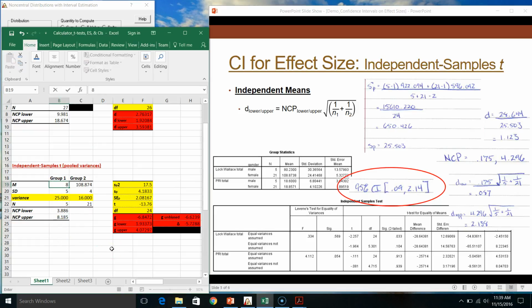Again, if we go 80.23 and then 108.874, we'll call it. Okay, standard deviation for my men, 30.366. For the women, 24.415. And so you've got the variances already calculated automatically here. I got a sample of 5 for the men, 21 for the women. Non-centrality parameter, 0.175 for the lower bound, 4.296 for the upper bound.